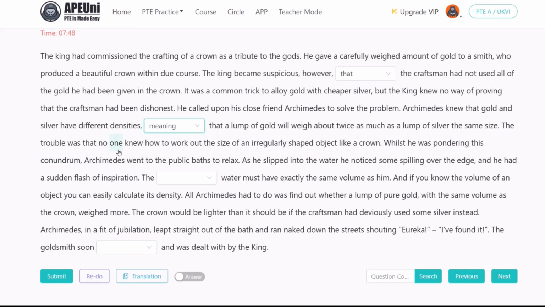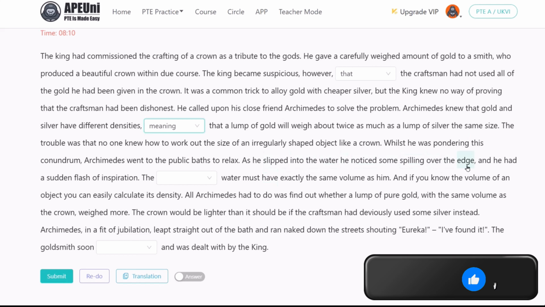The trouble was that no one knew how to work out the size of an irregularly shaped object like a crown. Whilst he was pondering this conundrum, Archimedes went to the public baths to relax. As he slipped into the water, he noticed some spilling over the edge, and he had a sudden flash of inspiration. The displaced water must have exactly the same volume as him.